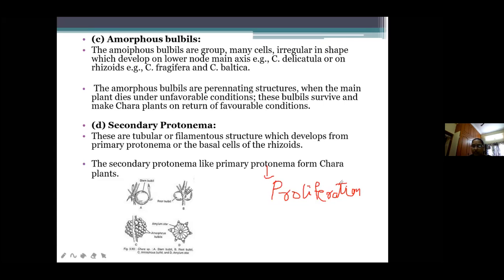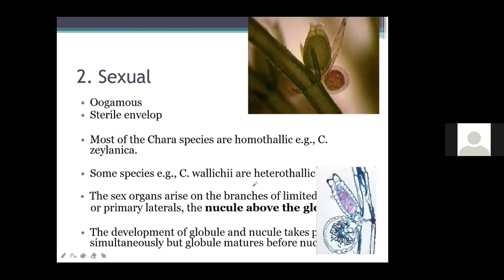Okay girls, did you understand this one? What is proliferation? Yes? Did you understand that one, ma'am? Yes, ma'am.